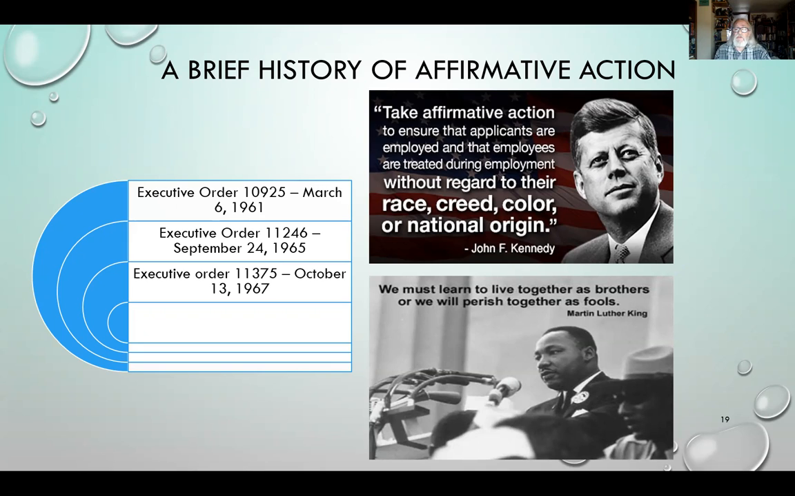And I just think this is a wonderful quote from Martin Luther King here. We must learn to live together as brothers, or we will perish together as fools. What could be more appropriate in today's political climate than a statement like that?